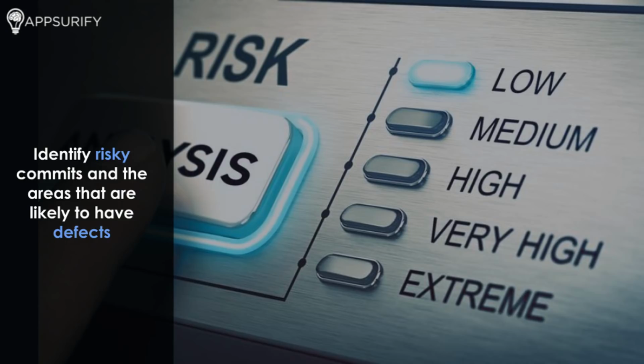To solve this, Appsurify helps you identify risky commits and the areas that are likely to have defects. We do this by analyzing your Git repository and looking for trends in the data to predict defects. Appsurify also prioritizes your tests based on the likelihood of finding a defect given the recent set of changes. We analyze your test history looking for prior failures and then linking those failures to code changes. From this, Appsurify can accurately determine which tests are likely to find defects.